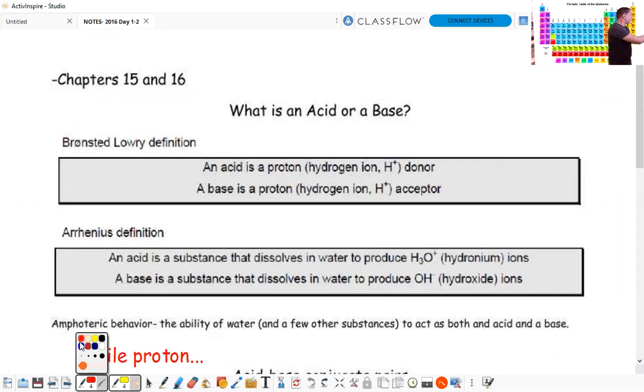Okay, so acids and bases. So we're going to do just a preliminary talk about acids, bases today. Tomorrow we'll do pH. That's really the big one. All right, so there's a few ways that acids and bases can be defined.